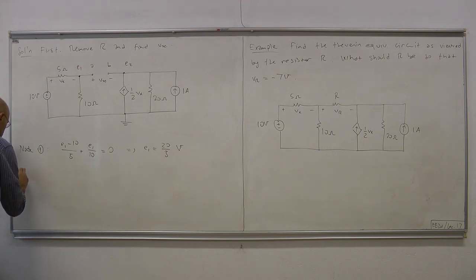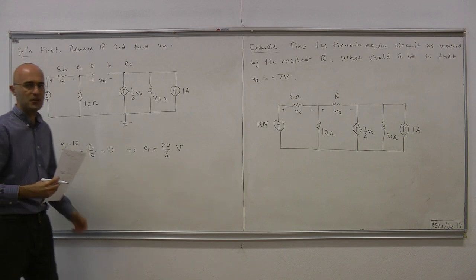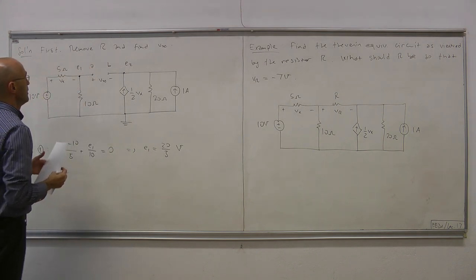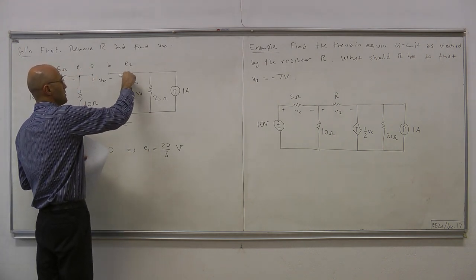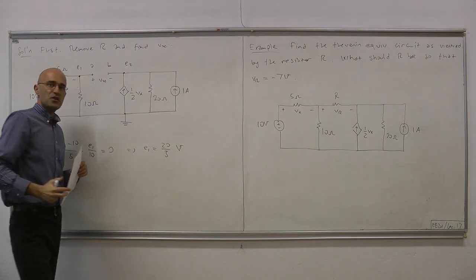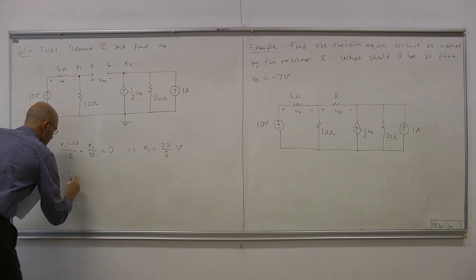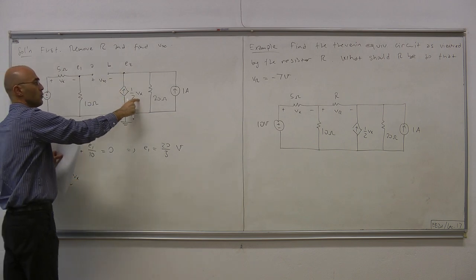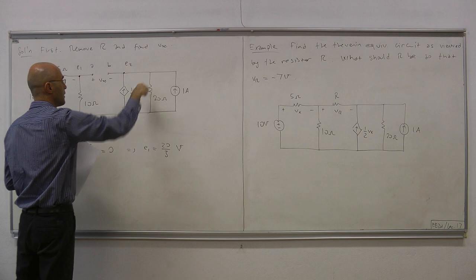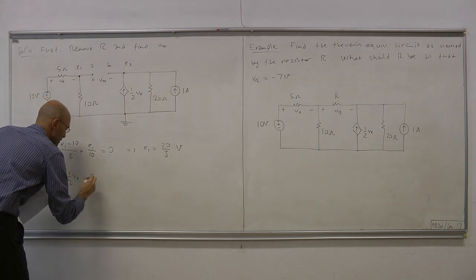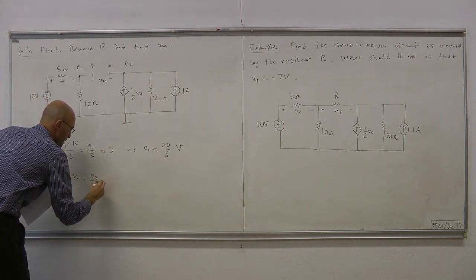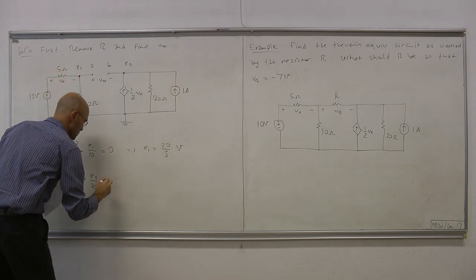And then let's do the same thing at the second node, node 2. This time we have three currents, this current, and that current. The sum must equal 0. That current is minus 1/2 Vx. What's Vx? We don't know yet. This current is E2 over 20. And this current is minus 1/2.